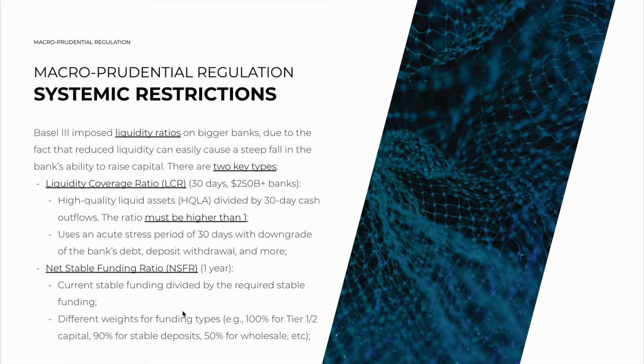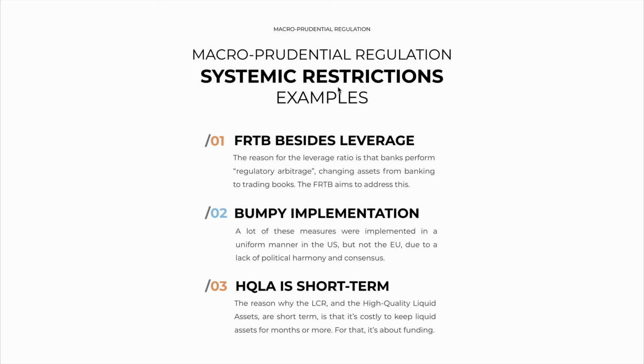In other words, what we're doing is we're rating the liquidity of the bank's current funding and the liquidity of the bank's required funding. And the higher the ratio, the more liquid that the bank is in the long term. Just as with the previous ratio, this one should be higher than 1. What are some examples here?